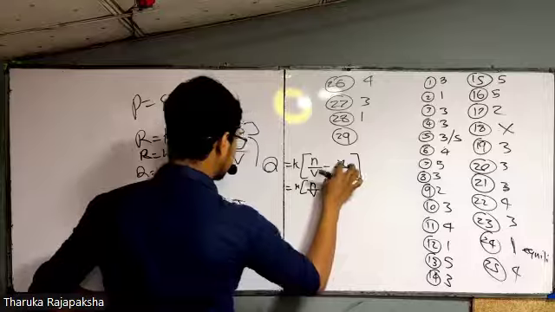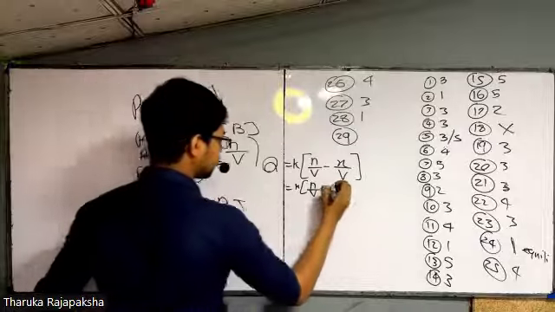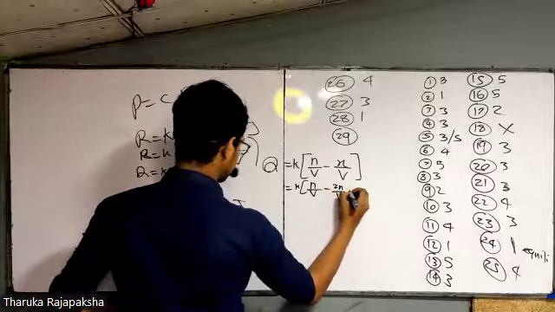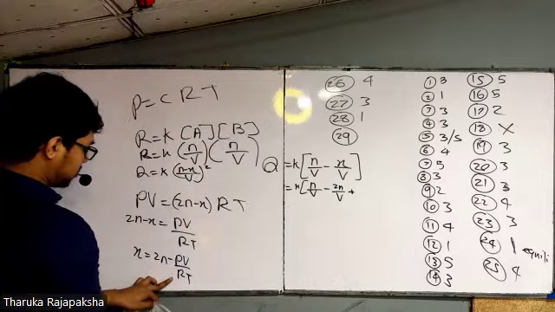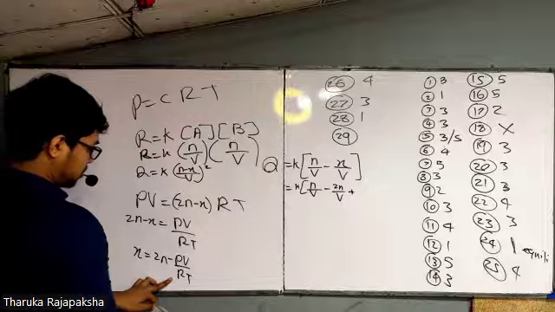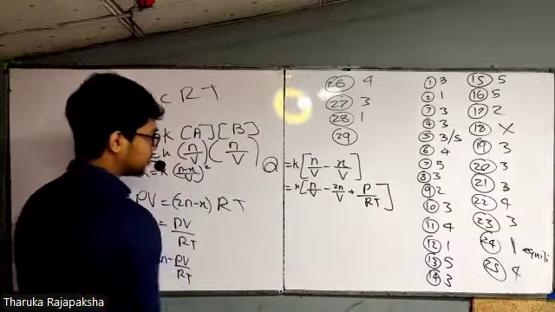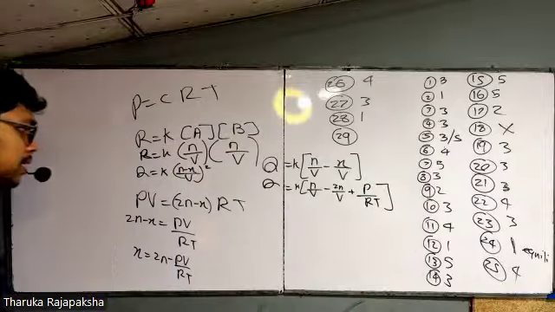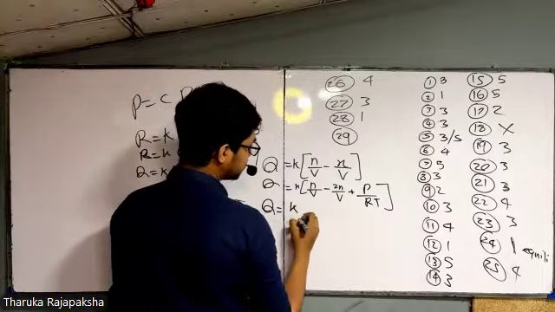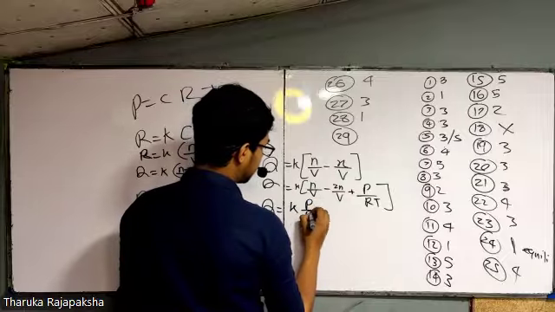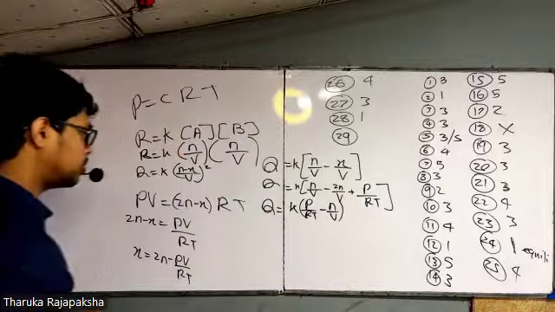N over V minus, instead of X we are putting this one, so it becomes 2N over V minus 2N over V plus PV over RT, so P over RT. Then Q equals K times P over RT minus N over V. Right? Minus N over V.